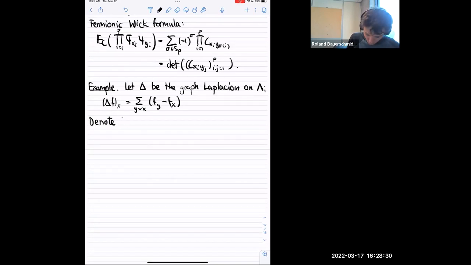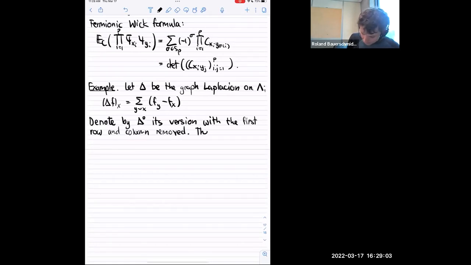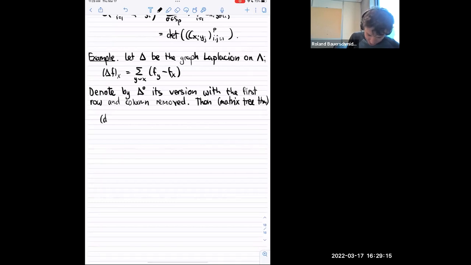It turns out in this case, the right thing to do, or one of the things to fix this, is just remove one row and column, and that has a natural interpretation. I'm not going to go into this very much, but let me put a zero here to mean we remove one row and column, say the first row and column. Doesn't matter which one. Then this is the matrix tree theorem. Kirchhoff, 19th century mathematics, states that the determinant is the number of spanning trees on lambda. So it's a subgraph without any cycles, and the number of such.